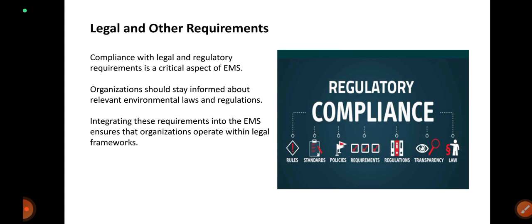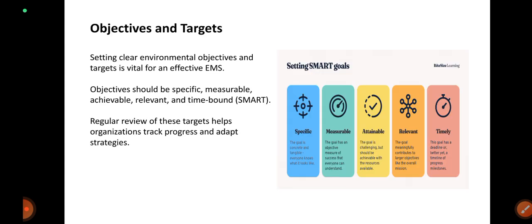Legal and other requirements. Compliance with legal and regulatory requirements is a critical aspect of EMS. The organizations should stay informed about the relevant environmental laws and regulations. Integrating these requirements into an EMS ensures that an organization operates within a legal framework. There are some examples like rules, standards, policy, requirements, regulations, transparency and laws.